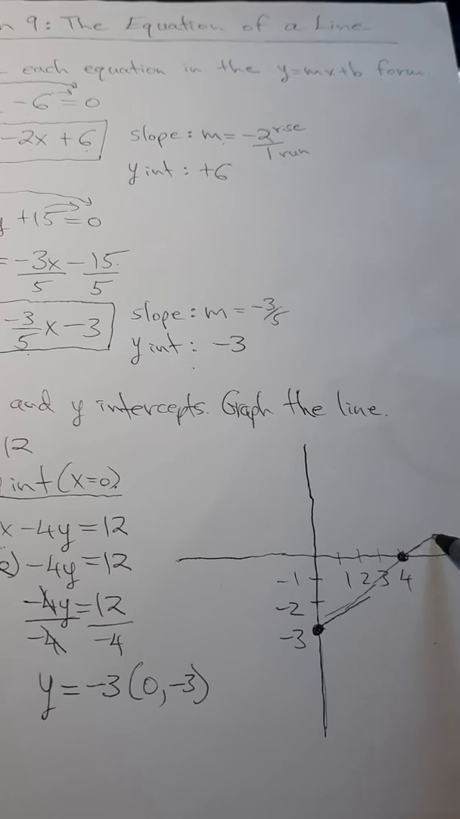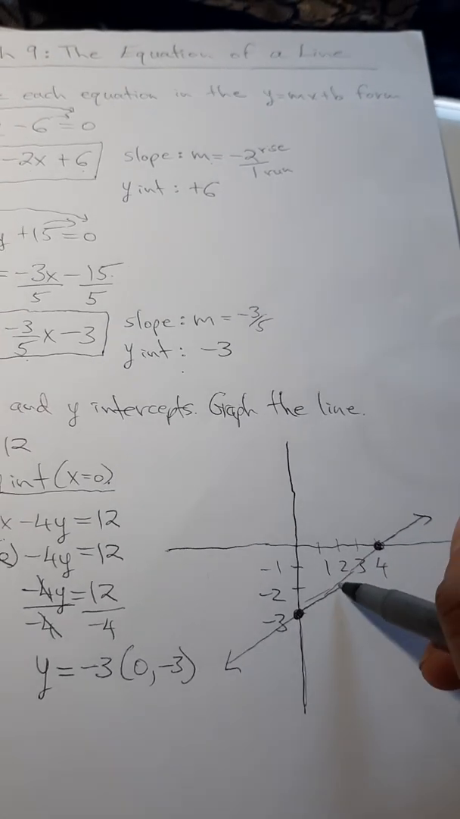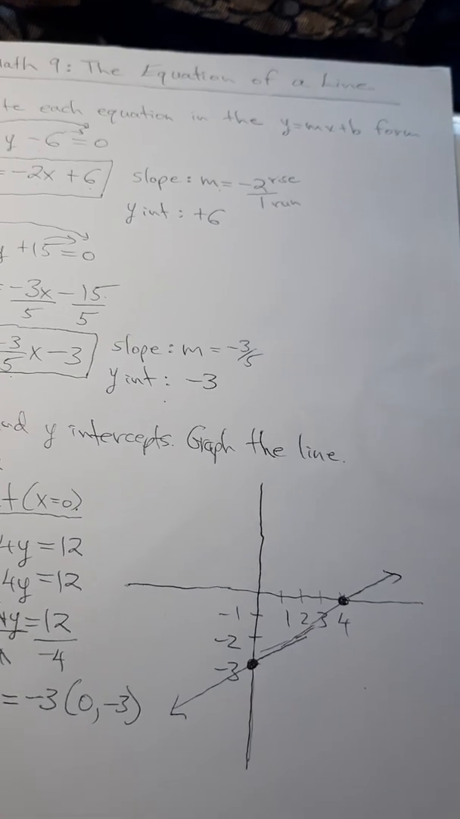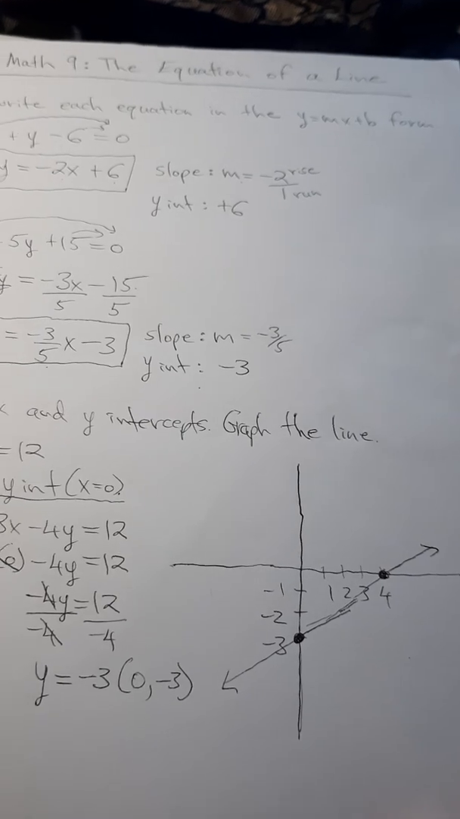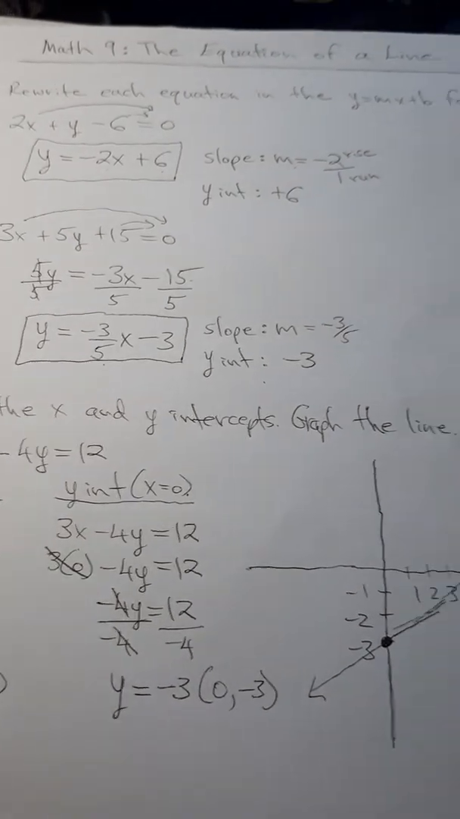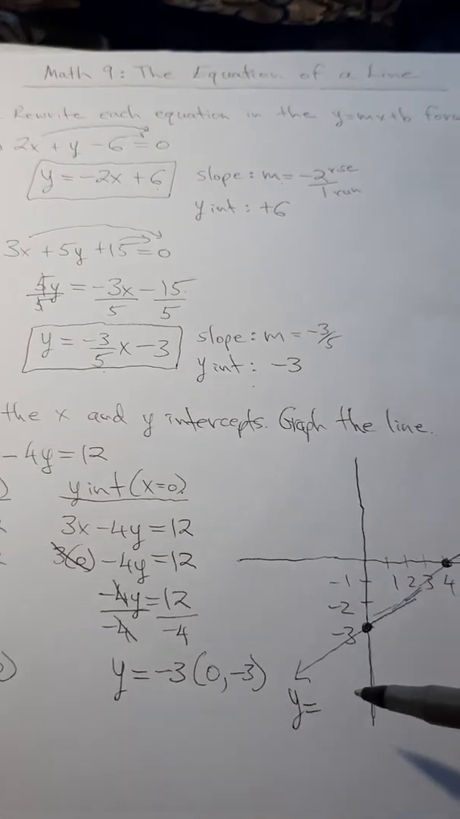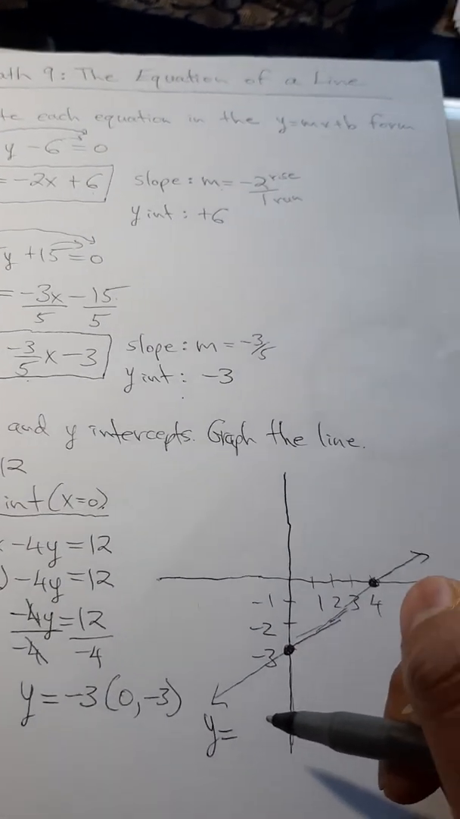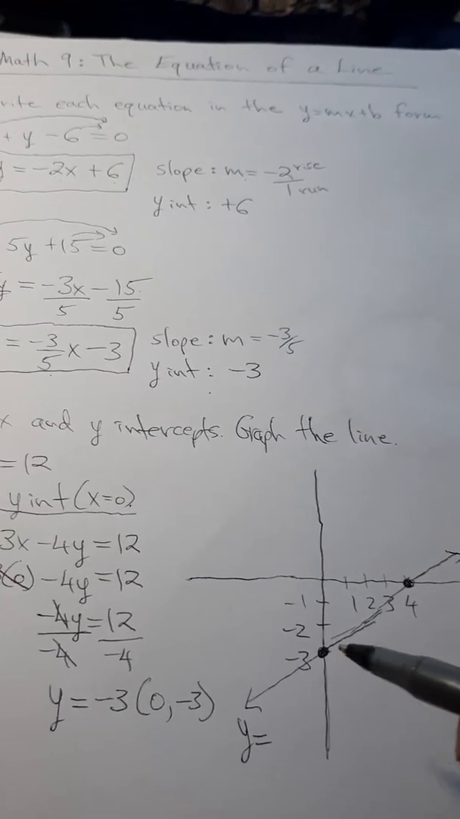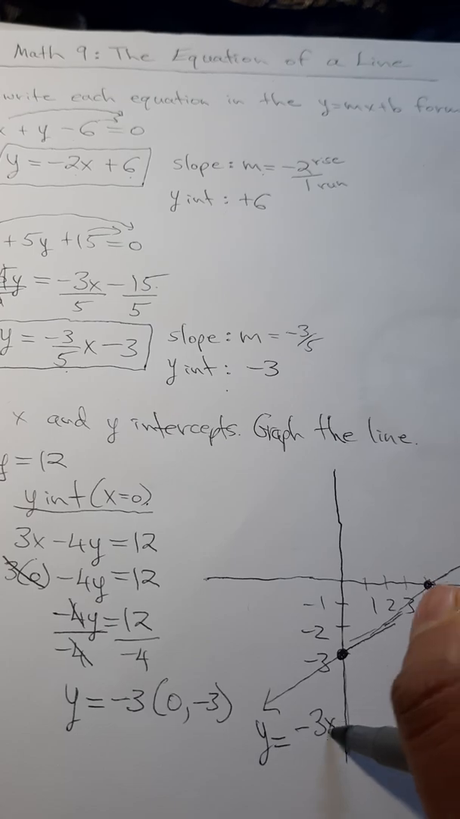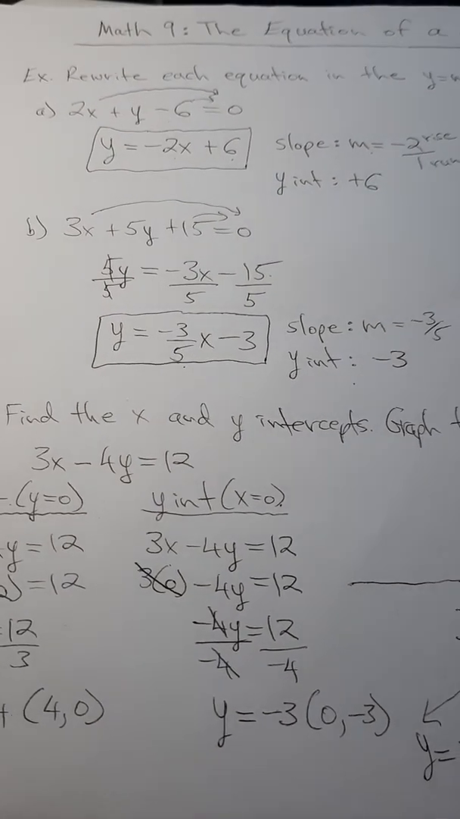So make sure you're using a ruler here. We're going to make a straight line like this. And also when you graph out the line, make sure you do state the equation of the line right beside it. So what we'll do is just write it down here. I'm going to put y equals, maybe we'll just change this into our slope-intercept form. It's 3x minus 4y equals 12.